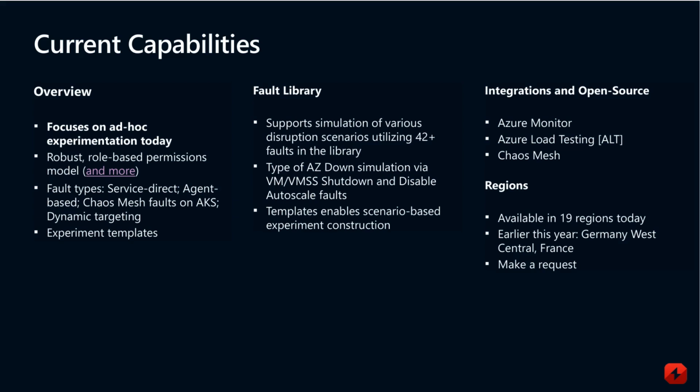Currently, Chaos Studio enables ad hoc experiments secured by robust role-based permissions, supporting diverse faults from agent-based to service direct. Experiment templates simulate common failures like Azure downtime or identity provider outages. The fault library exceeds 40 types and continues expanding, including integration with open-source tools like Chaos Mesh for AKS clusters. Chaos Studio is broadly available globally with ongoing customer-driven enhancements.